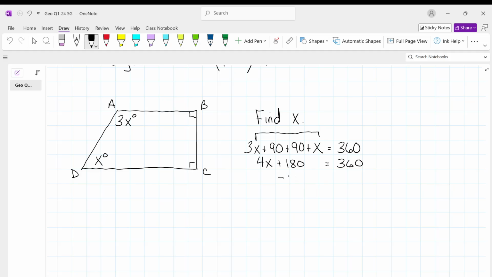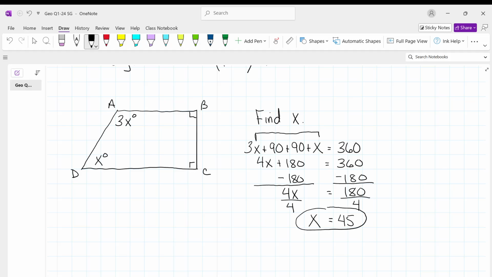If we subtract 180 from each side, then our 4x is equal to 180, and then divide each side by 4, and we have our value of x. 45. So in this case, x is equal to 45.